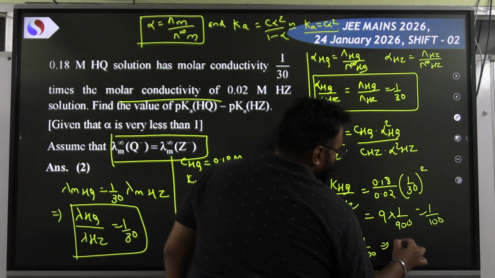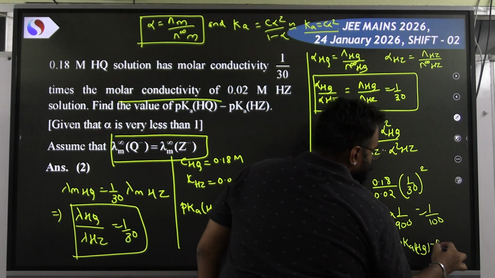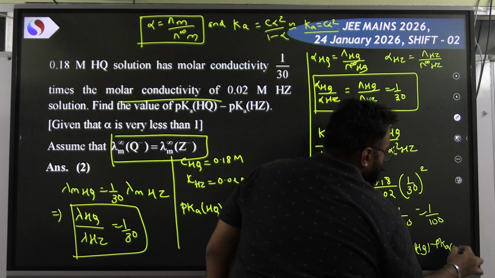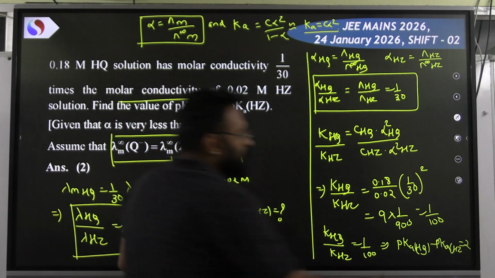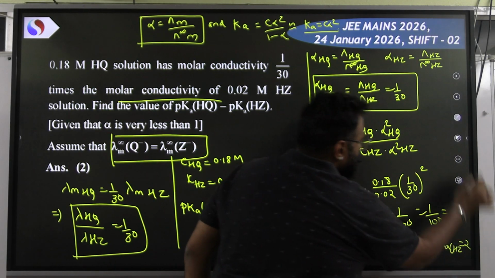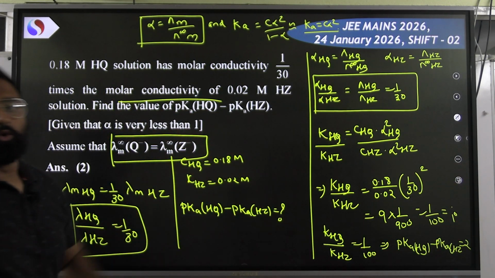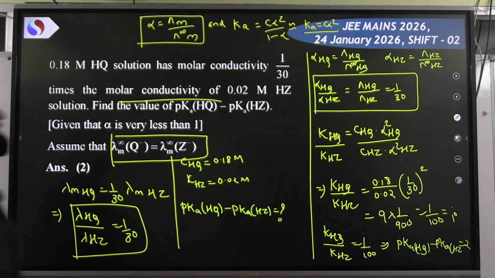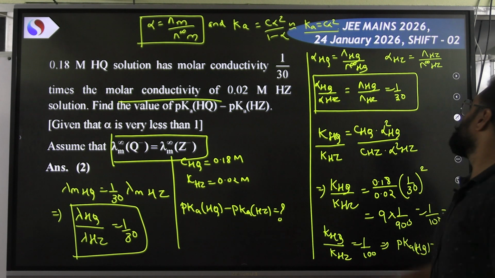Apply log. So pKa of HQ minus pKa of HZ will be equal to log 100. I can write as 10 to the power minus 2. So the answer will be 2. Correct? This is the question. The calculative part is a bit on the longer side in this question.